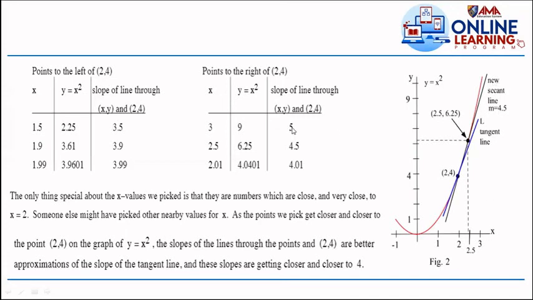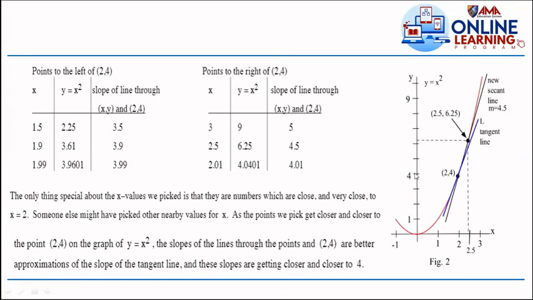Our slope is 5. Medyo malayo pa rin siya. Next, we have 2.5 and 6.25. Ito yung sumunod na ginawa natin. We have our second line, m is equal to 4.5. Medyo malayo pa rin. So, nilapit po natin. We have 2.01. Your y is equal to 4.0401. And if we're going to compute for the slope, we have 4.01. So, mas malapit na siya.